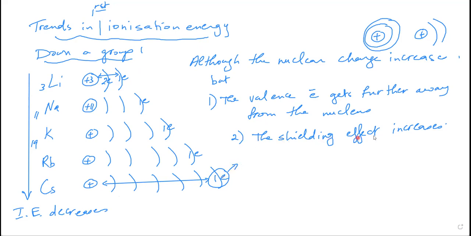And the second factor is the shielding effect. What do we mean by the shielding effect? The shielding effect is the effect of the innermost electrons.